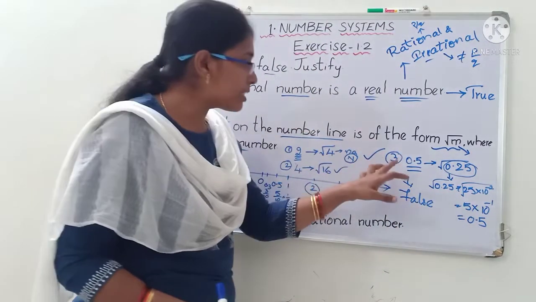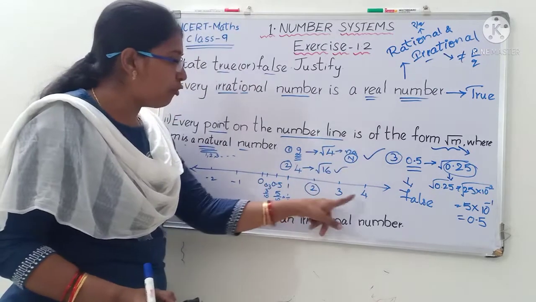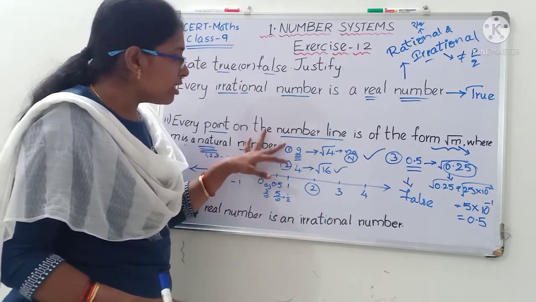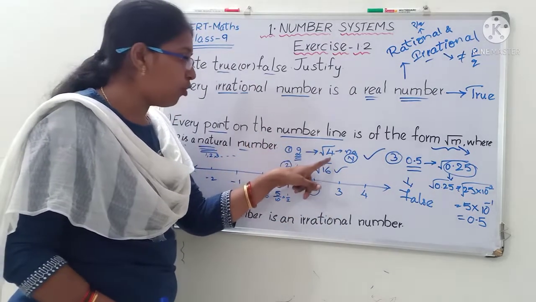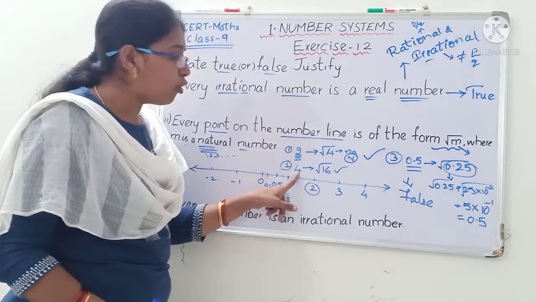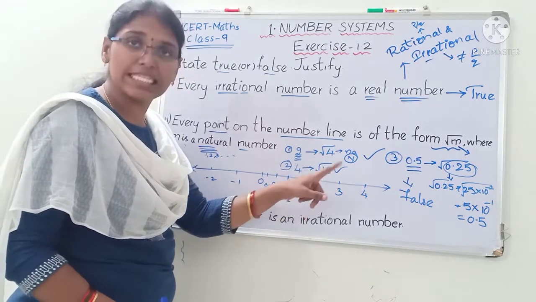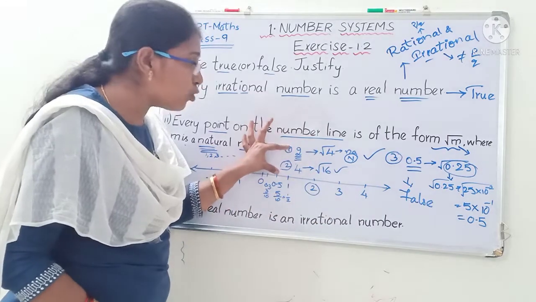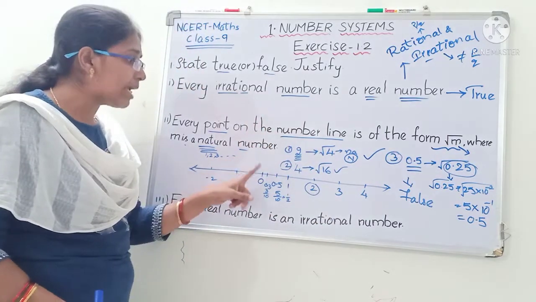So children, did you understand? We consider 2 and 4. In these two cases, 2 we are able to write as root 4. 4 is a natural number here. 4 we are able to write as root 16. 16 is a natural number here. In these two examples, this statement became true.